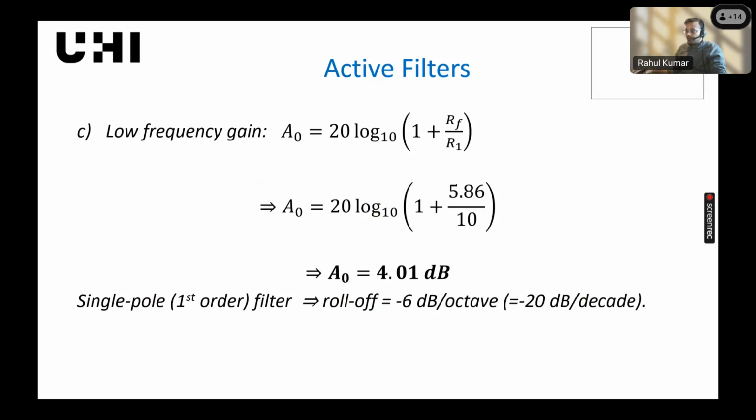And we can calculate the roll off, right? And basically, as we know, this is a single pole filter, you are having only a single pair of R and C. So for single pole first order filters, the slope should be about minus 6 dB per octave or minus 20 dB per decade. Okay.